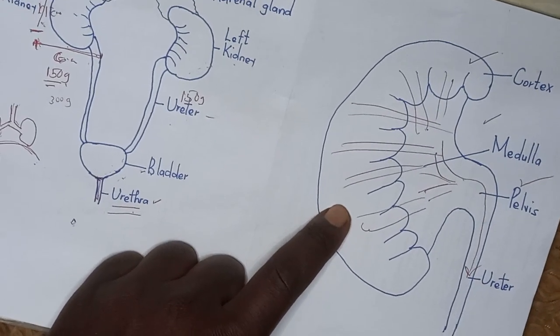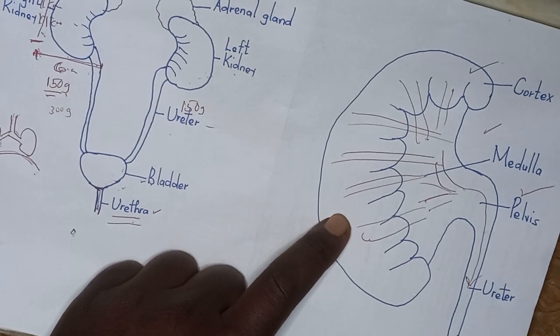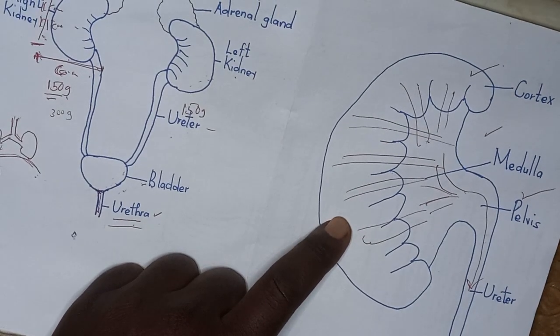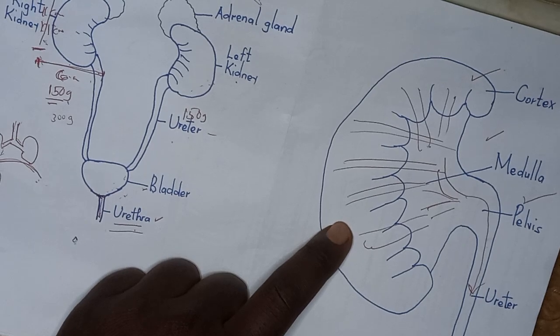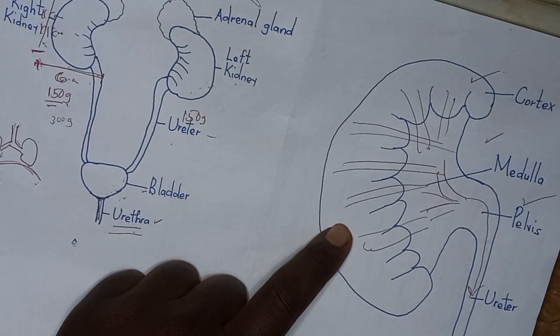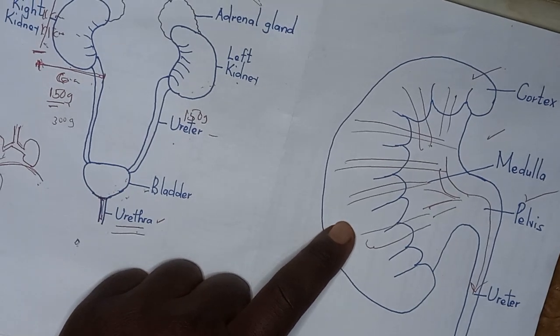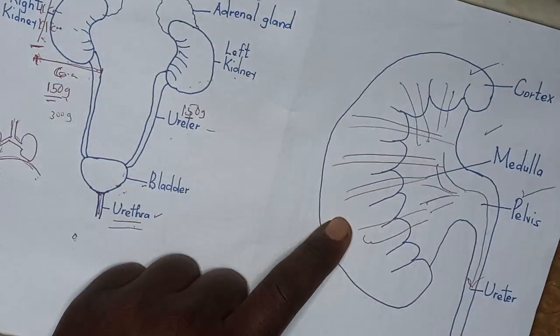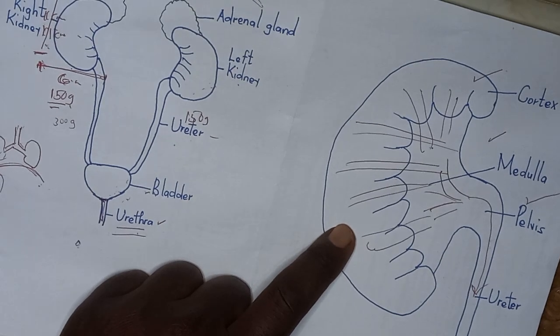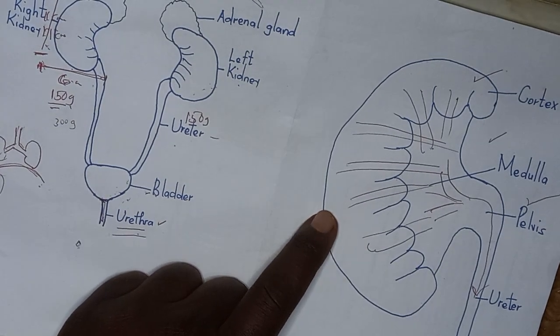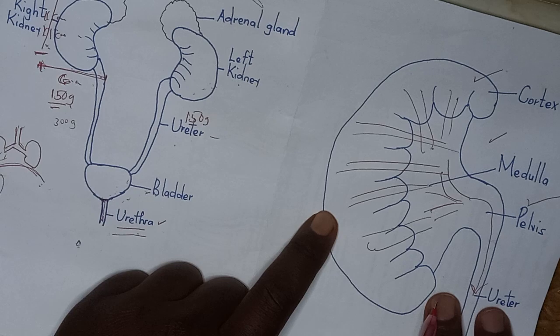A kidney has over a million nephrons. One kidney can have more than a million nephrons. The function of nephrons is to clear the waste from the blood. So it filters the blood to clear away the waste from it.